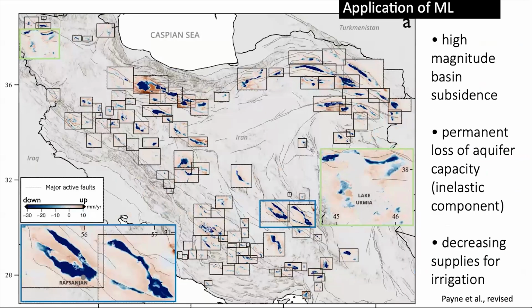Coming back to Jess's example, she used ICA, a similar method, to separate out inelastic deformation, which you'd expect to be linear, from elastic deformation, which you'd expect to have some sort of seasonal pattern to it. From that, she can map out more or less where in Iran there's been permanent loss of aquifer capacity, and where there's going to be decreasing supplies for irrigation in the future.